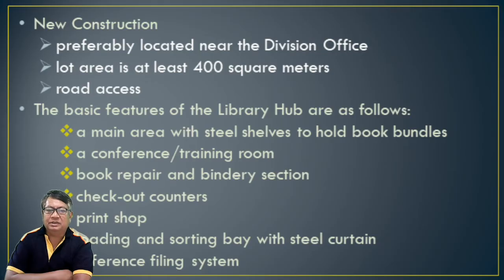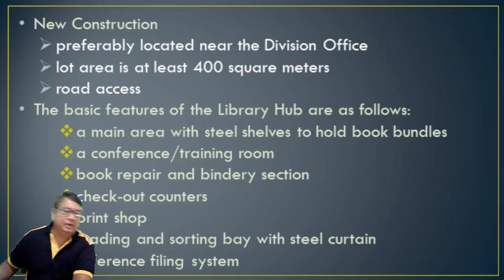Main area with steel shelves to hold book bundles, a conference or training room, a book repair and bindery section, check-out counters, print shops, and a loading and sorting bay with steel curtain and reference filing system. So these are some of the basic features of the library hub.